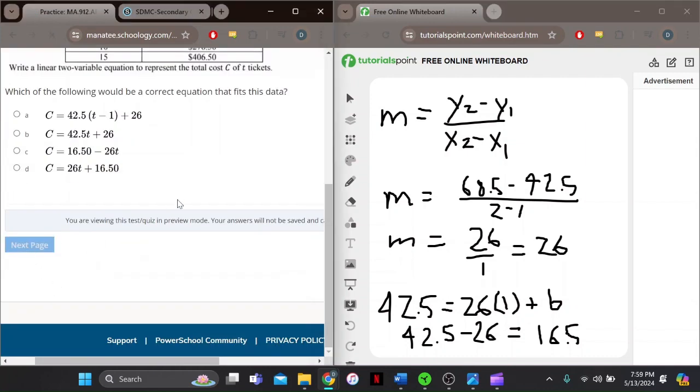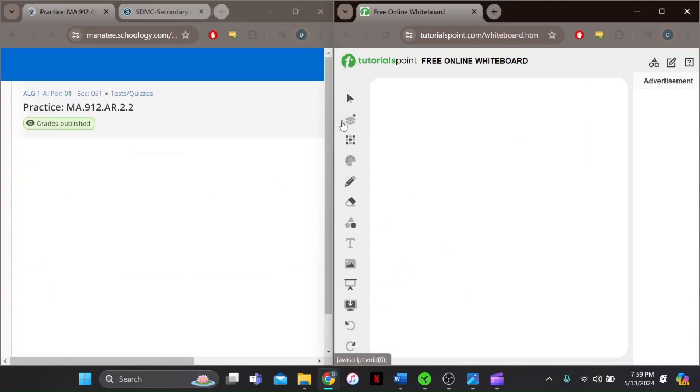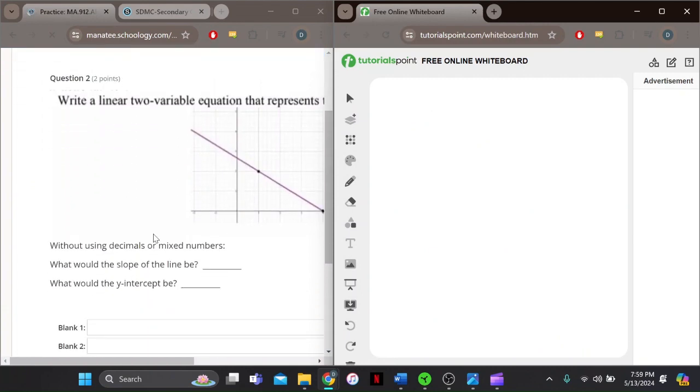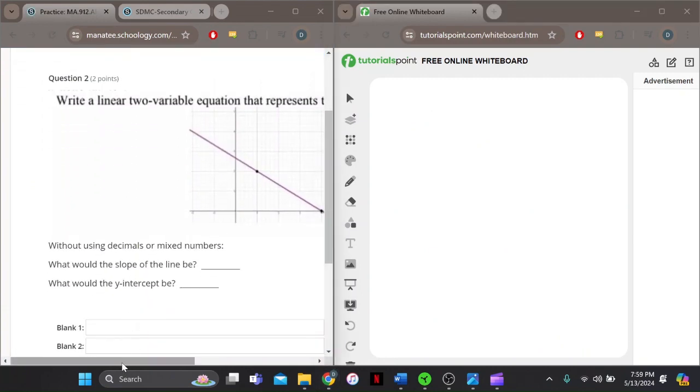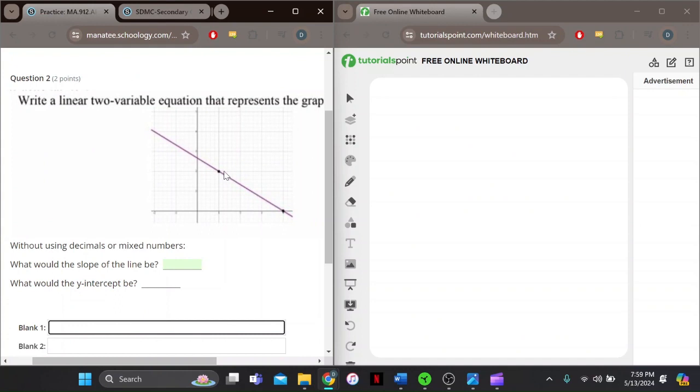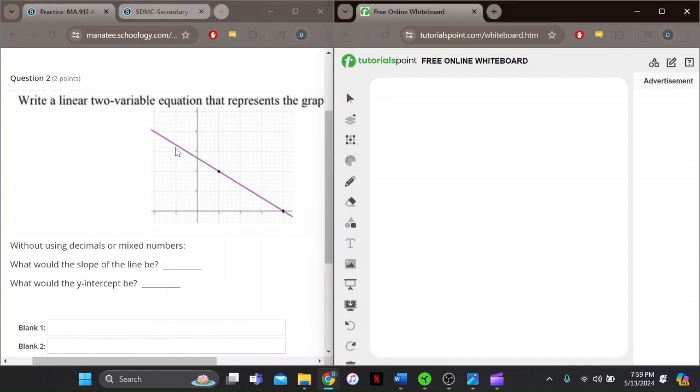All right, moving on to the next one. So I'm going ahead and just skipping this one because this graph is completely unreadable.